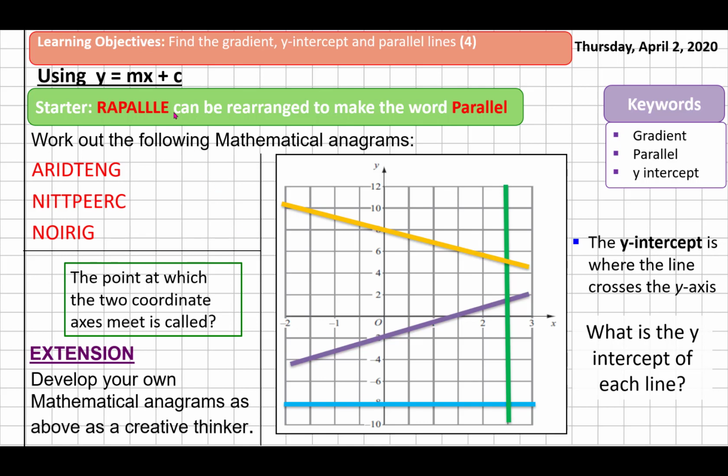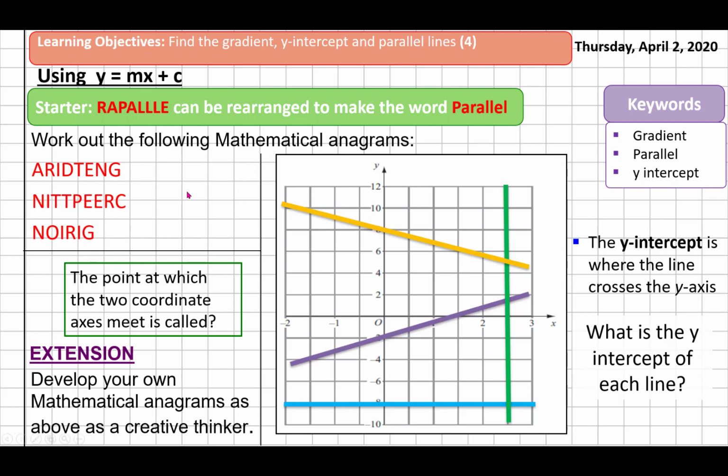Okay guys, so today we're learning about finding the gradient, the y-intercept and parallel lines. It's going to be grades 4 to 5 really. Right, work out the following mathematical anagrams. Pause the video, give it a go.